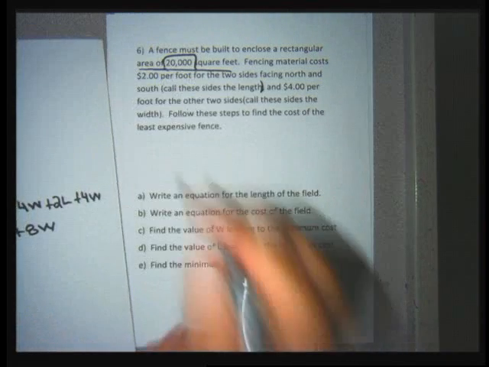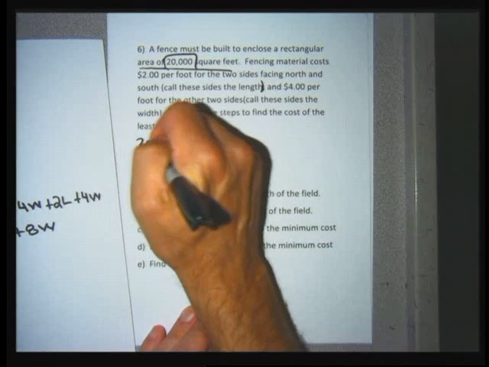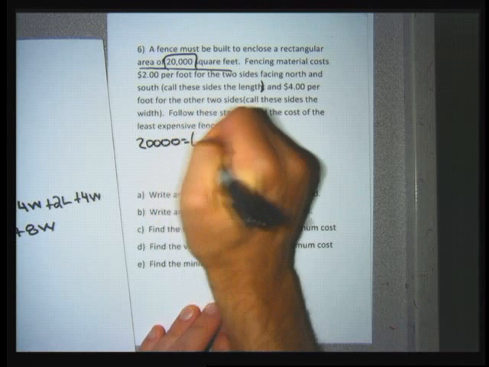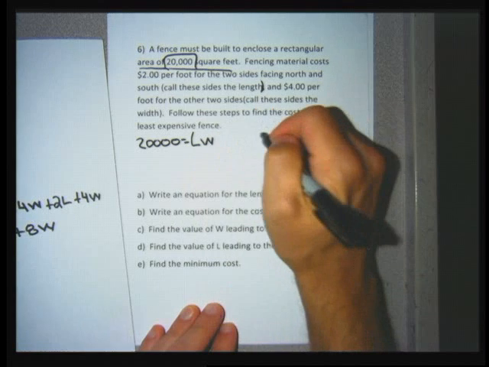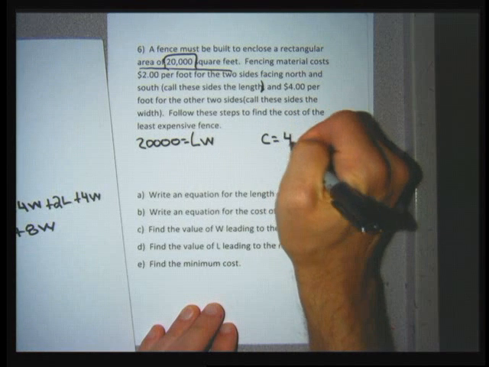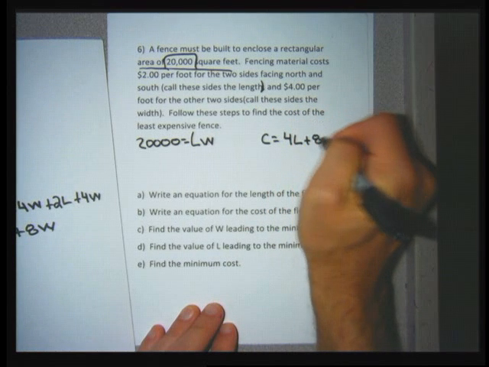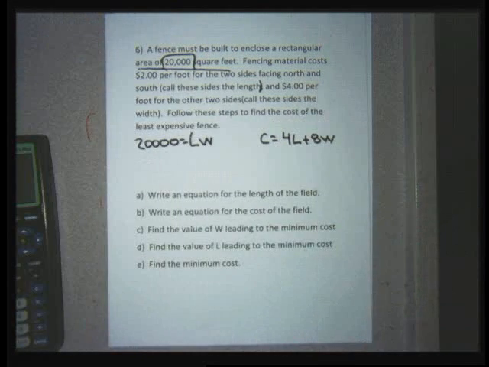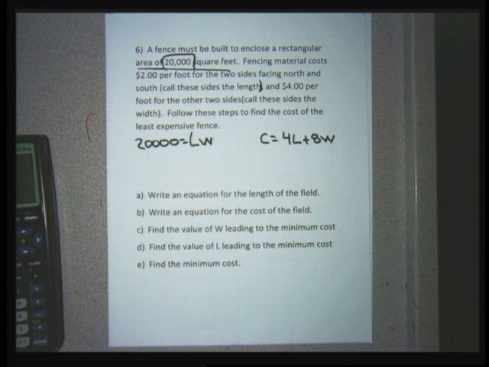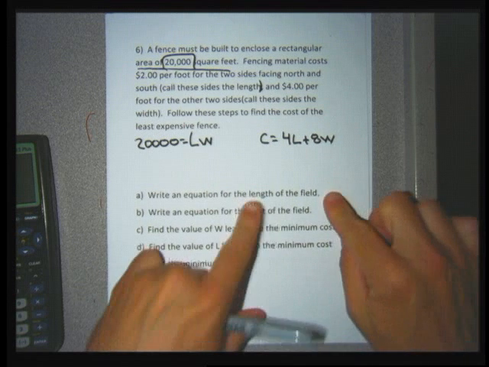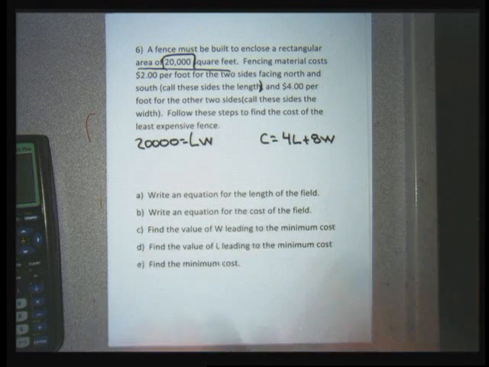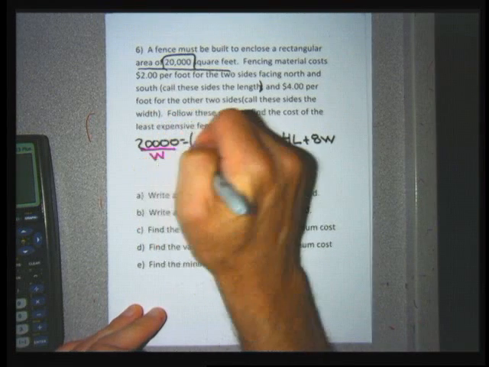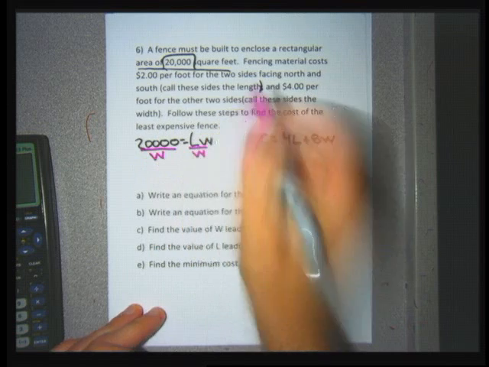So let me transfer these 2 things to the front here. I know that 20,000 is the length times the width of this rectangle, and I know that the cost is 4L plus 8W. I'm trying to find the length and the width that's going to give me the very lowest cost. Now I'm ready to answer my questions. First question says find an equation for the length of the field. I find that equation by just taking the first equation and dividing both sides by W.